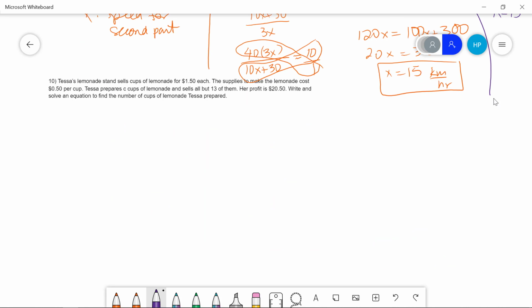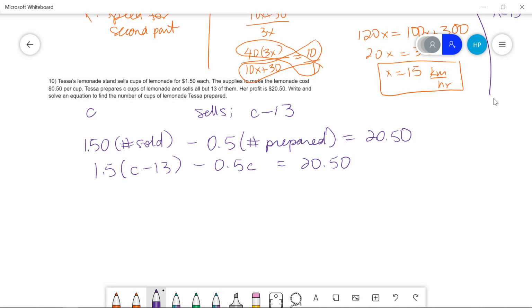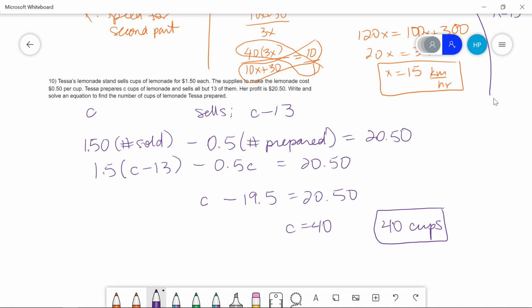All right, this is kind of similar to some problems that we did in problem set 7. So she's going to prepare C cups, and then she sold all but 13 of them. So she sells C minus 13. So if I'm thinking of the money that she brings in, she sells them for $1.50, so it's going to be $1.50 times the number sold minus 50 cents times the number prepared. So then if I multiply this all out and simplify, I can see that she must have prepared 40 cups.